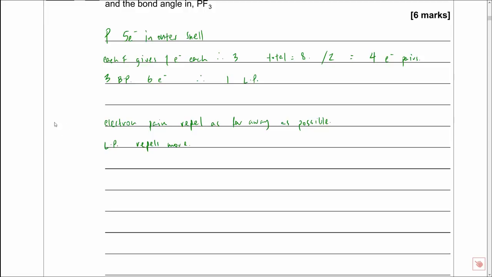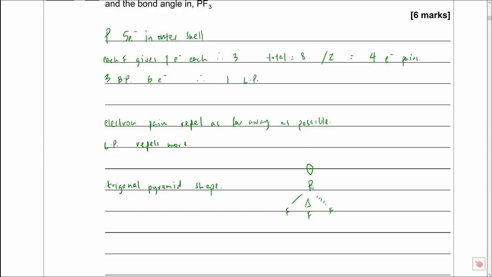So knowing that we've got 3 bonding pairs and 1 lone pair, we've got a trigonal pyramid or trigonal pyramidal shape, and our bond angle. If we were dealing with a tetrahedral shape here, what we've got is phosphorus like this, essentially, with our fluorine, and then we've got our lone pair there.